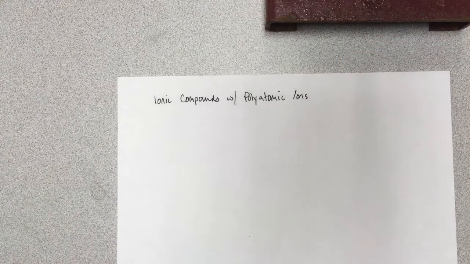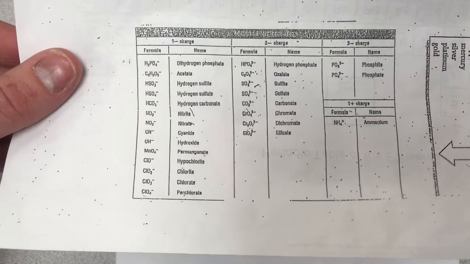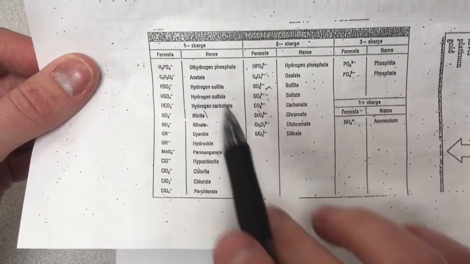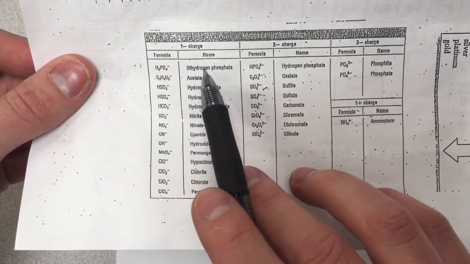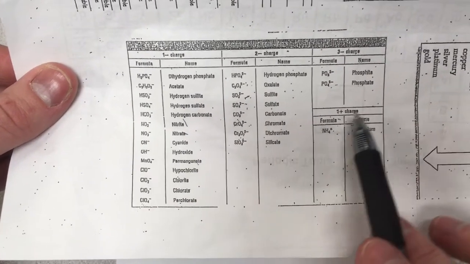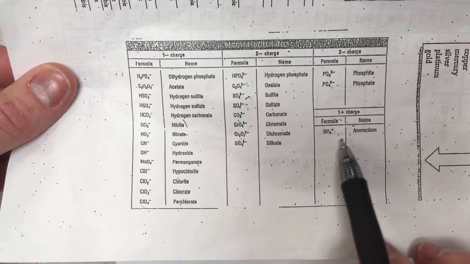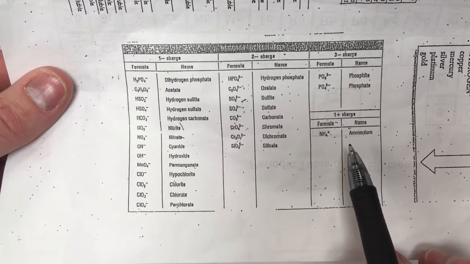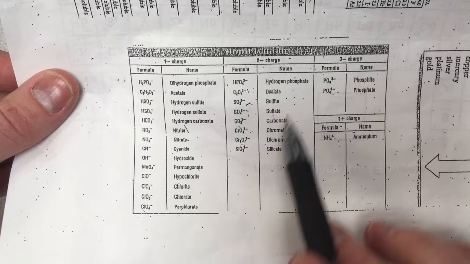Okay, you have a list of all the polyatomic ions on the back of your periodic table. They're listed by charge, so all of these polyatomic ions have a -1 charge, all of these have a -2 charge, all of these have a -3 charge. There is one polyatomic ion with a +1 charge. The names are listed next to them.